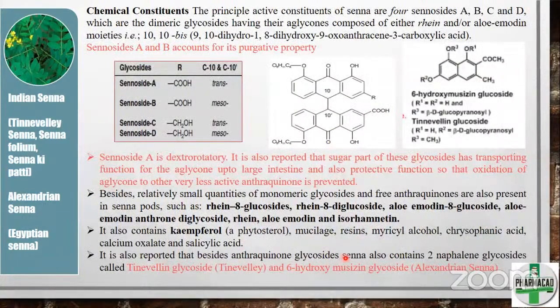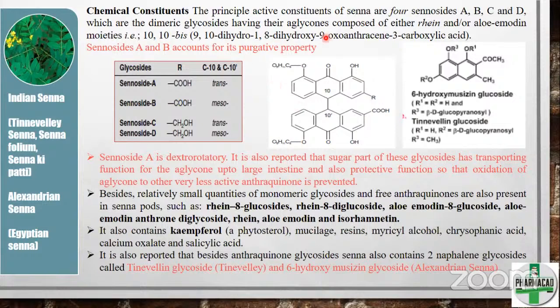Now, what are the different chemical constituents? Different chemical constituents of this are four sennosides A, B, C, and D, which are dimeric glycosides having their glycones composed of either rhein or aloe-emodin molecules. Sennoside A, B, C, and D. If you have a look here, these are the different sennosides that are present. A and B will account for its purgative properties.